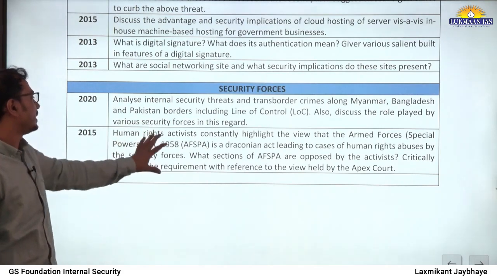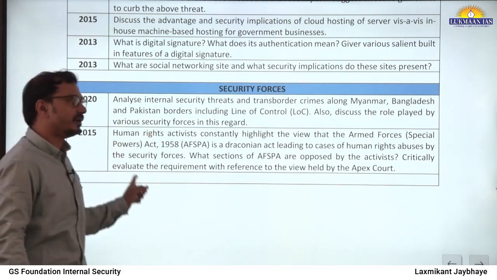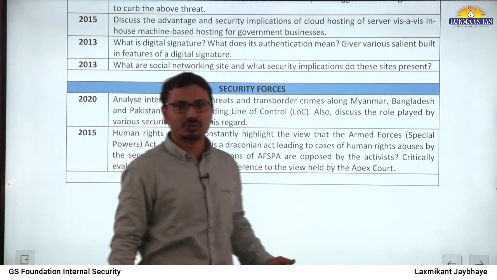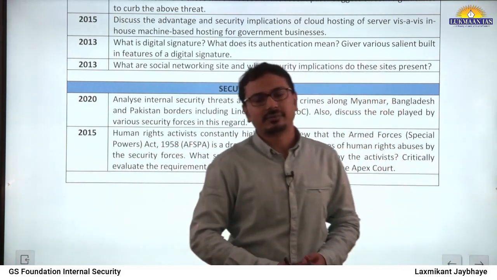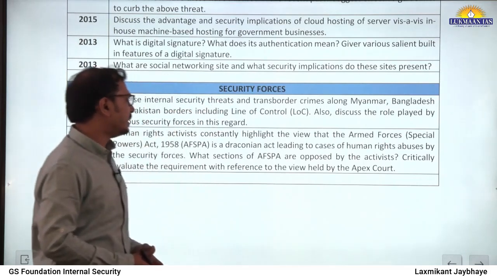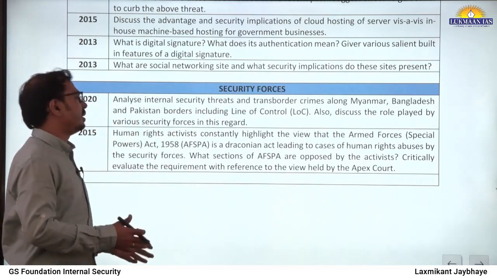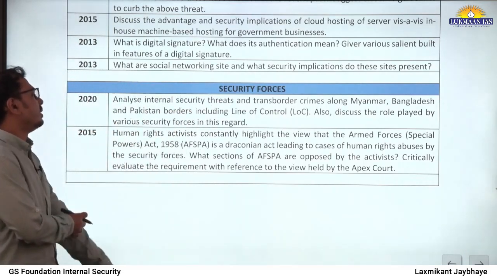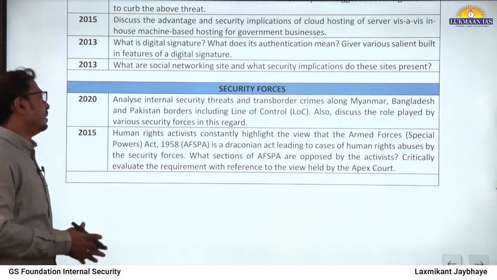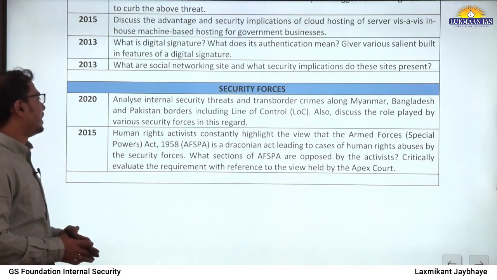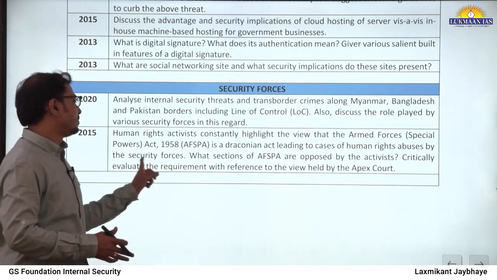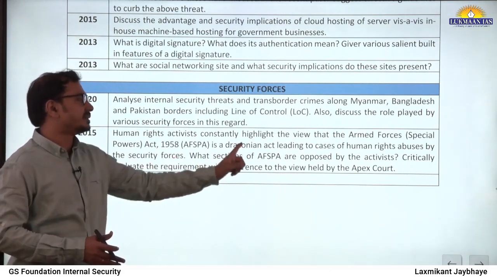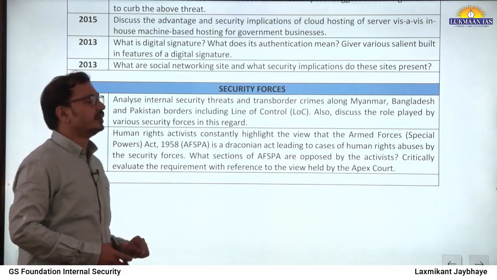Now AFSPA related question was asked in 2015. This year it is in news. We have seen recently there is again demand of repeal of AFSPA in Nagaland, right? So yes, next year maybe the question can be asked again from AFSPA, but yes, it is again related to security forces. So human rights abuses by the security forces.